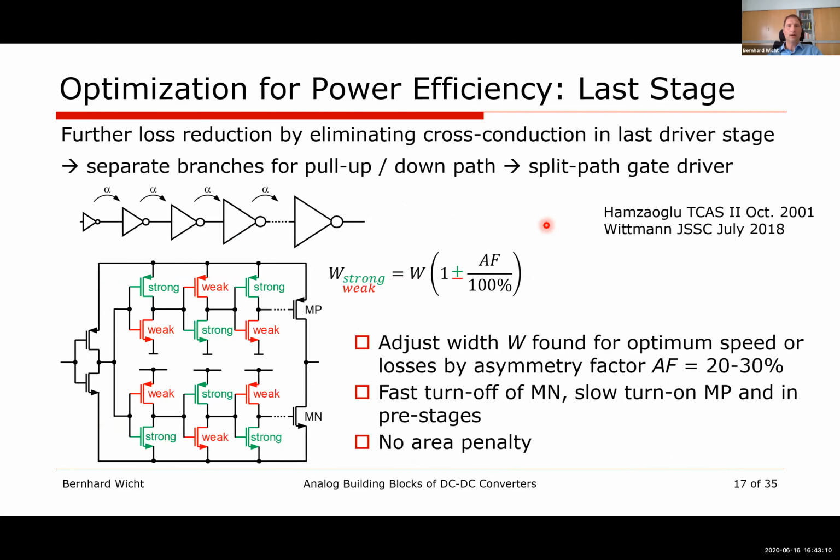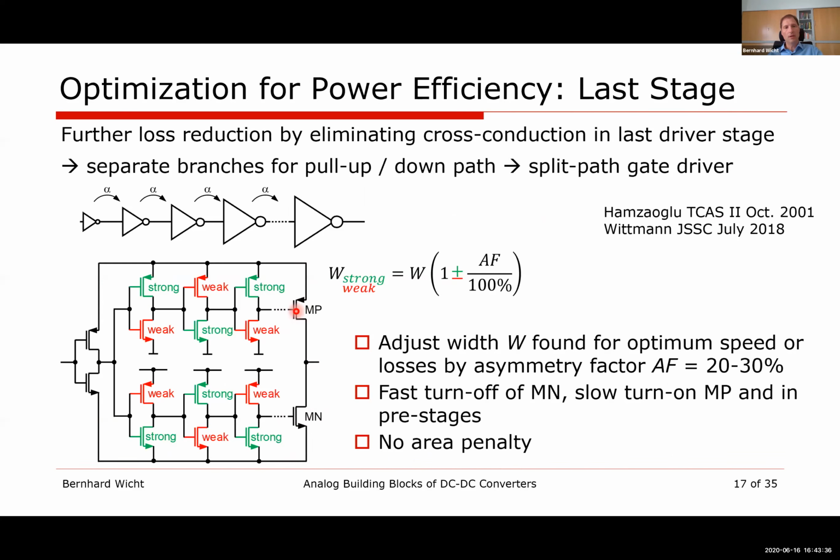So that brings us here to the optimization for power efficiency in the last stage. What we can do here, if you want to avoid cross currents in the last stage, is first turn off one device before we turn on the other one. One method to do that is to use a split path gate driver.